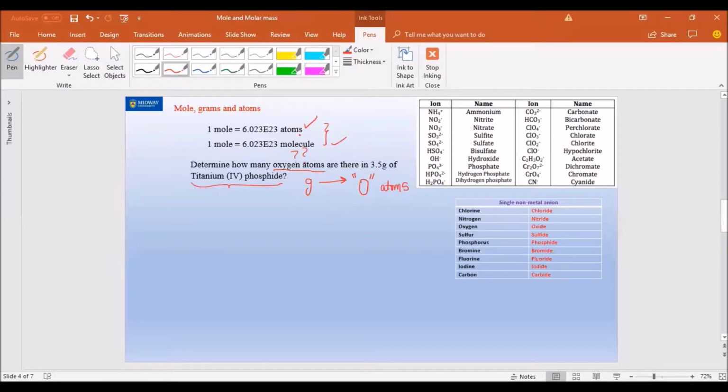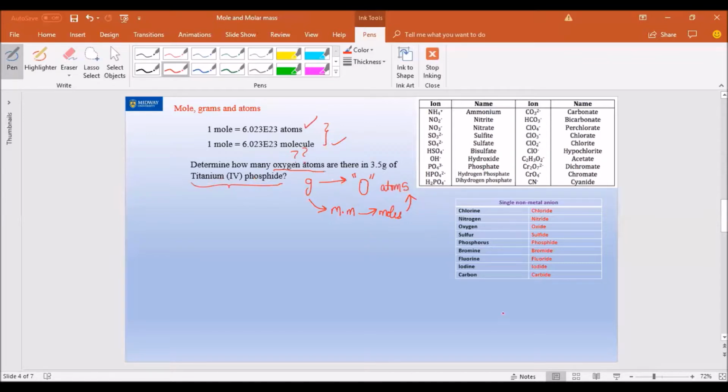You see the numbers are exactly the same, but you would quickly see how you set it up is slightly different. Anytime you want to go from grams to atoms, first you have to convert grams to moles using molar mass, and then moles to atoms. That's the general structure. But before that, we have to figure out the molar mass of this titanium 4 phosphide.